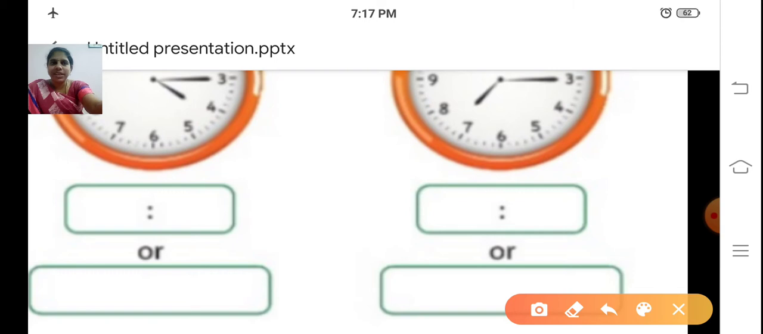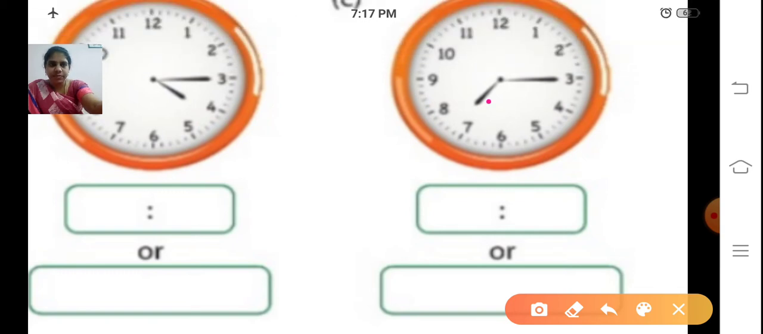So it is at 7, right? The smaller one is at 7. So 7, then where is the longer hand? Minutes. So it is at 3. So what is the time now? 3 into 5, 15 minutes. So the time is 7:15. Correct. So first you have to write the hours.